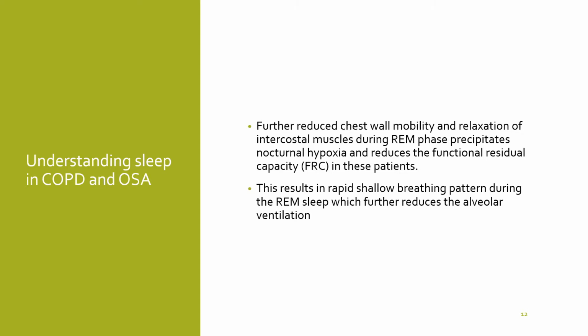Reduced chest wall mobility and relaxation of the intercostal muscles during REM sleep precipitates nocturnal hypoxia. When this occurs, it further reduces functional residual capacity in these patients, so they have their FRCs low. What this ends up causing is that these patients take rapid, shallow breathing patterns during REM sleep, which further reduces alveolar ventilation. When you have rapid, shallow breathing, you don't have adequate gas exchange, removing CO2 and then replenishing with oxygen. So this is a further problem with the combination of COPD and OSA.